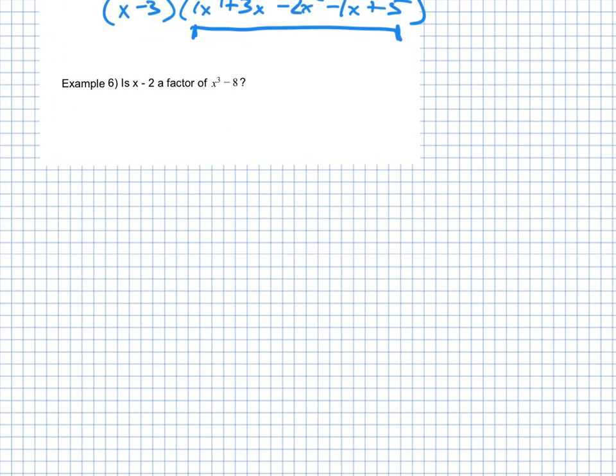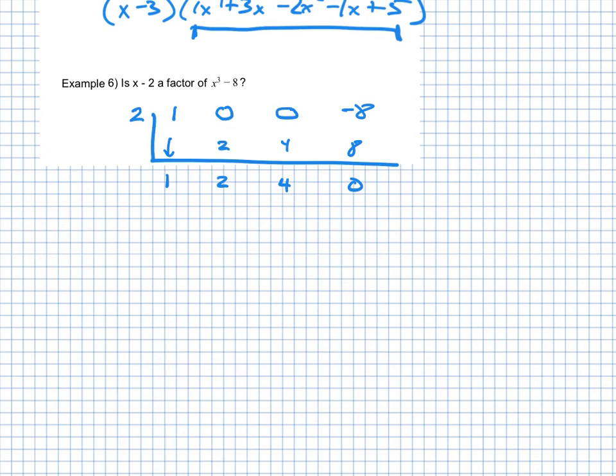Last one. Is x minus 2 a factor of x cubed minus 8? My coefficients are 1x cubed, 0x squared, 0x, minus 8. X minus 2 a factor, we're going to put a positive 2 outside. Bring the first coefficient down. Multiply, add, multiply, add, multiply, add. X minus 2 is a factor of x cubed minus 8, and the factored form, x minus 2, x squared plus 2x plus 4 is what remains.